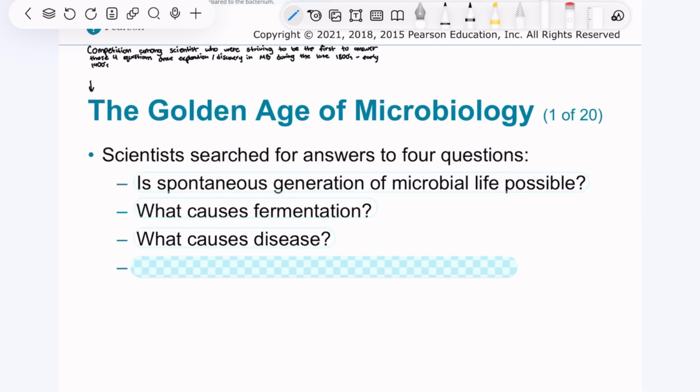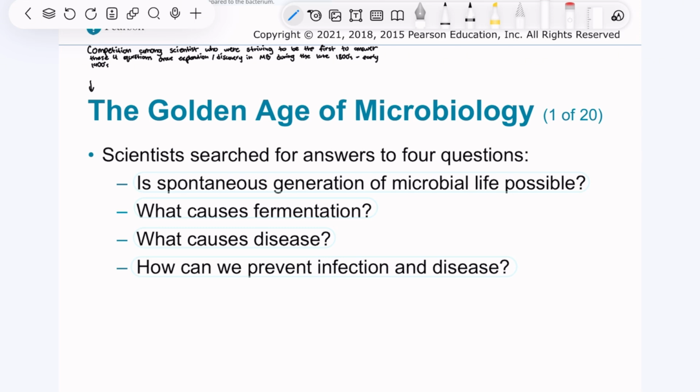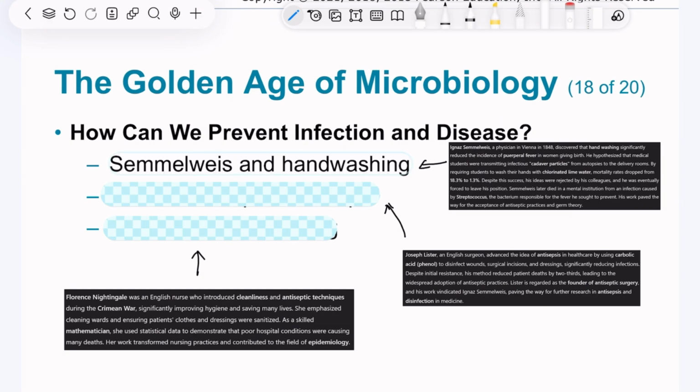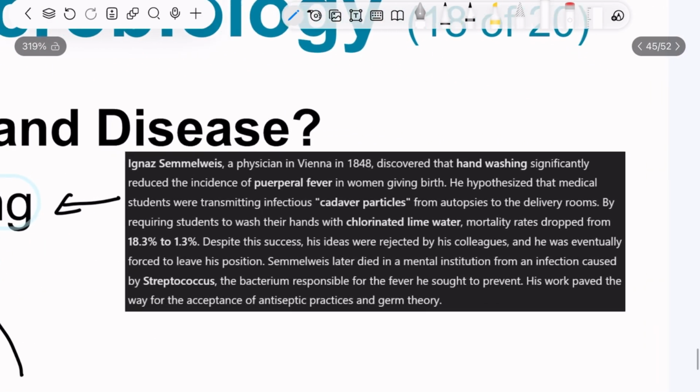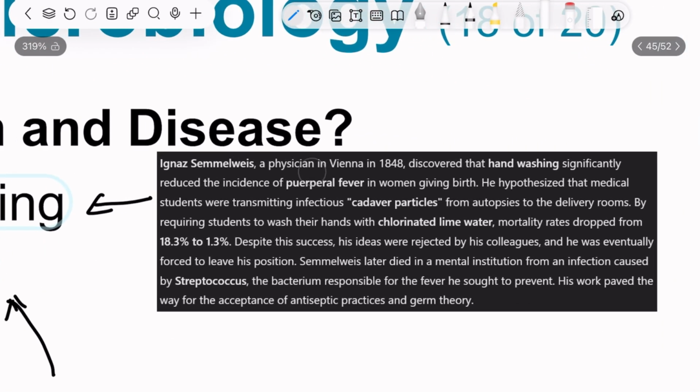We then finally move on to the last question. How can we prevent infection and diseases? So we first have Semmelweis and hand washing. Ignaz Semmelweis was a physician in 1848. He discovered that hand washing significantly reduced the incidence of puerperal fever in women giving birth.